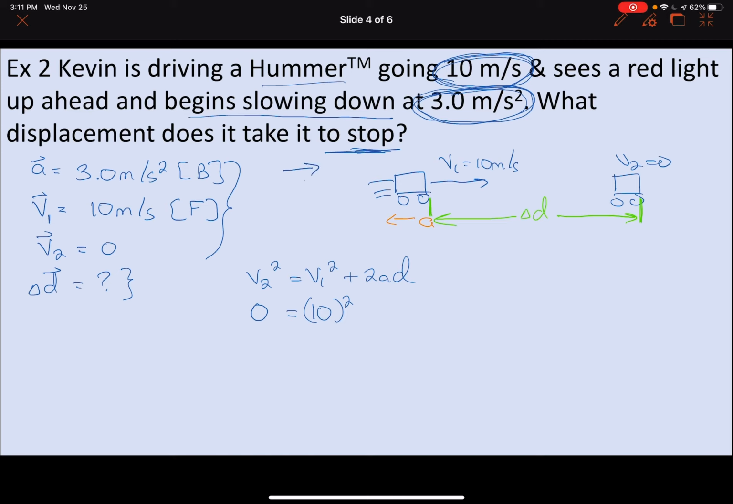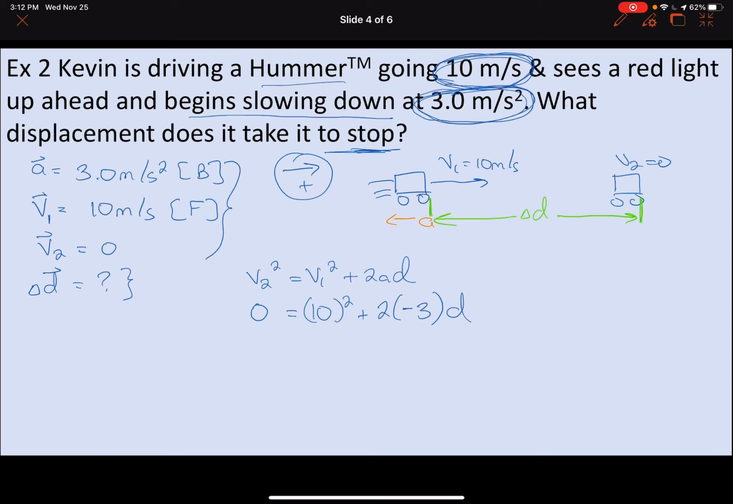I'm choosing my positive direction to be that forwards direction. So the 10 is forwards. My acceleration then, because it's backwards, is going to go in as a negative number times d. I didn't put the vector signs, but these things are all vectors. 2 times negative 3 is going to give me negative 6d.